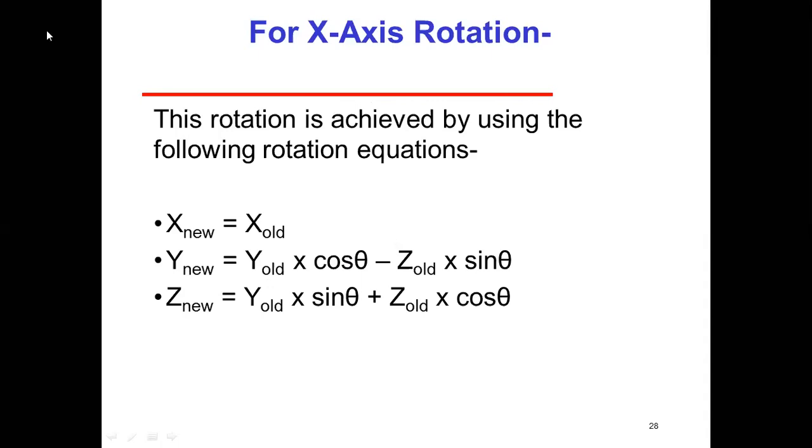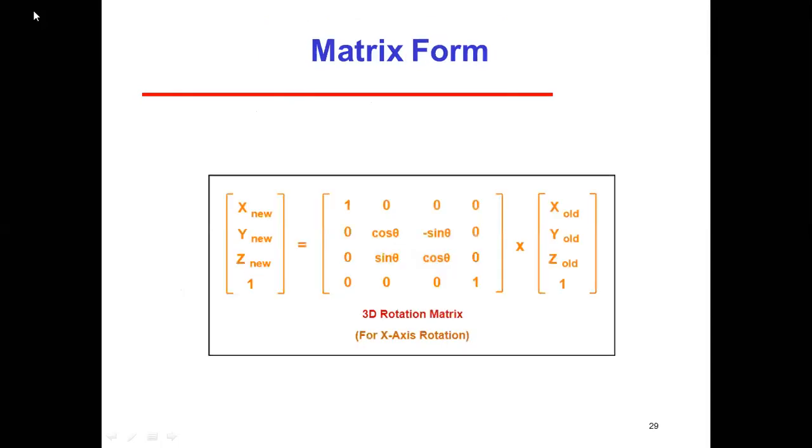This is again very easy, and this is the matrix form. X new, Y new, Z new, 1 equals the matrix with rows 1, 0, 0, 0; 0, cos theta, minus sin theta, 0; 0, sin theta, cos theta, 0; 0, 0, 0, 1, multiplied by X old, Y old, Z old, 1. In this way you can use this matrix formulation for the rotation about the x-axis. So this is about the x-axis.